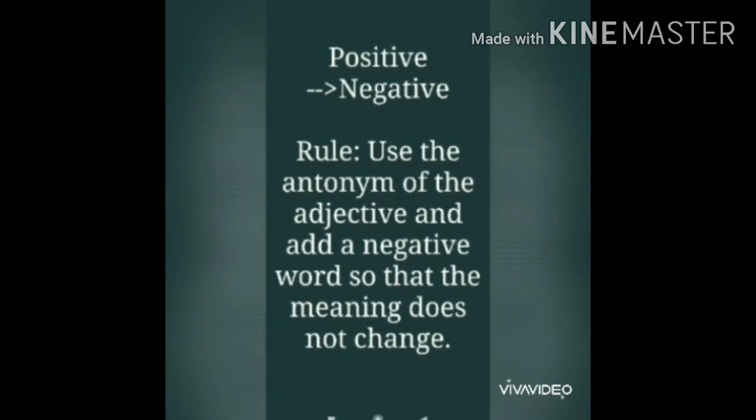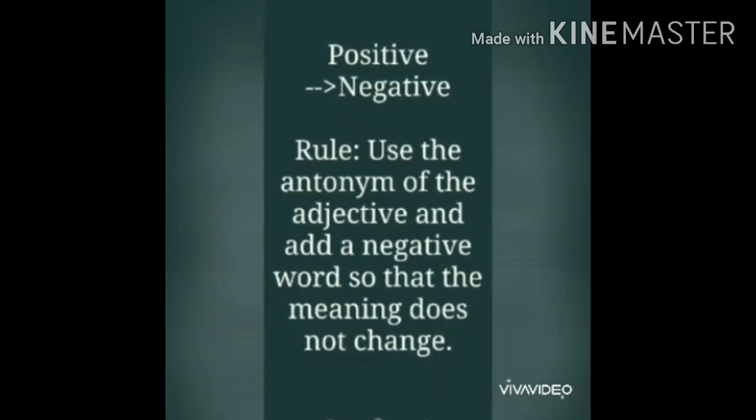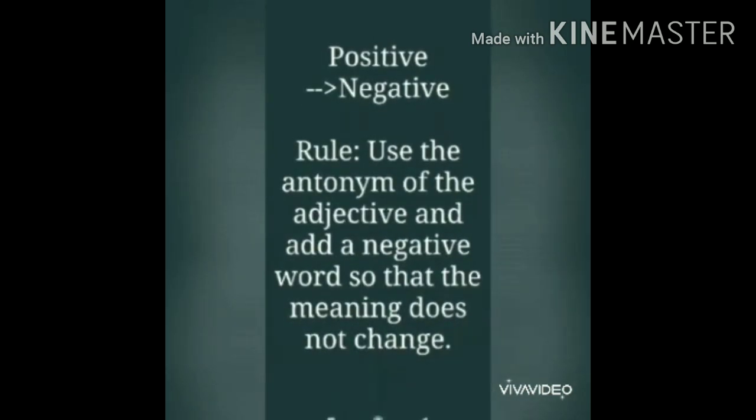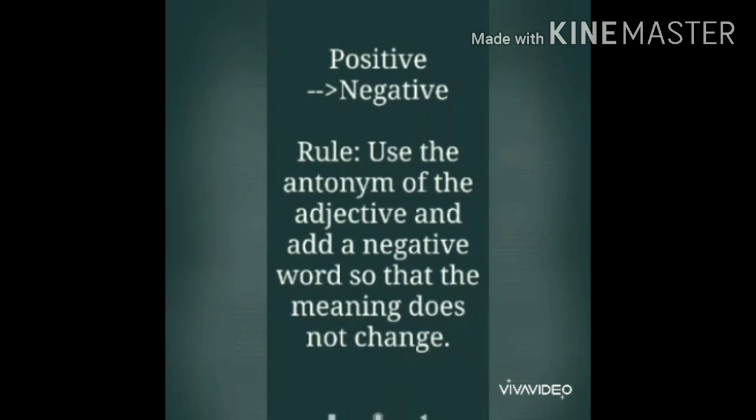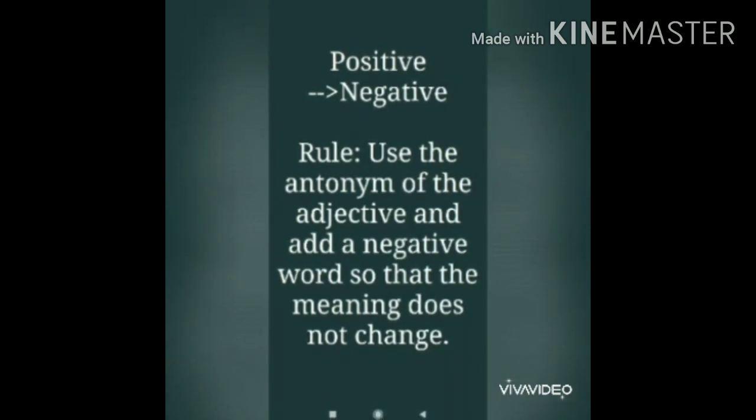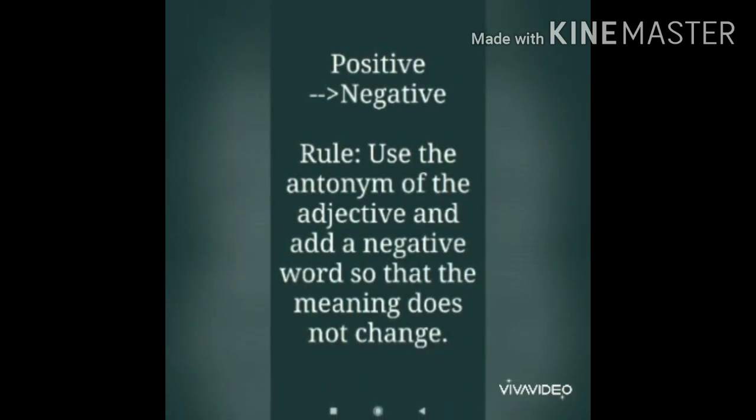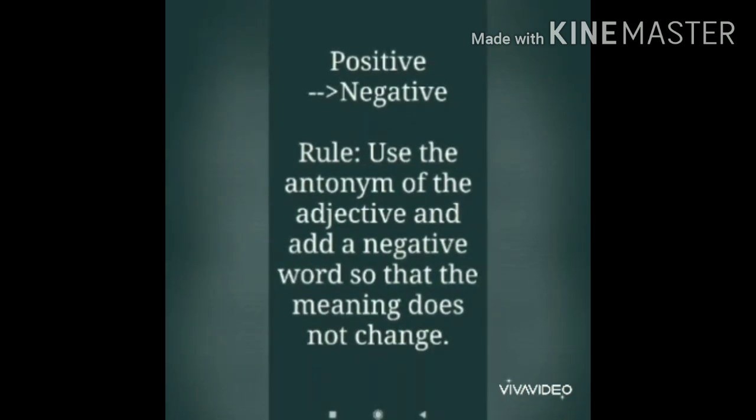When we transform positive to negative sentence, we use the antonym of the adjective and add a negative word so that the meaning does not change. Antonym means the opposite of the adjective given in the sentence. Let's understand this with the help of an example.